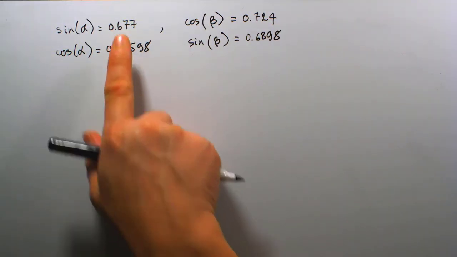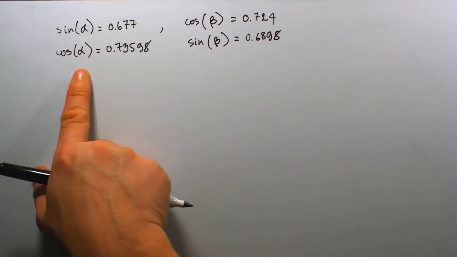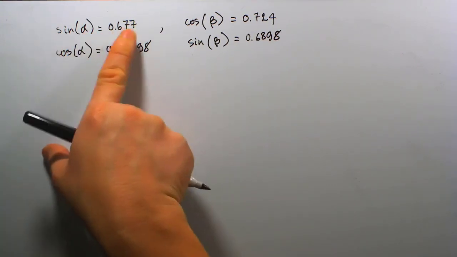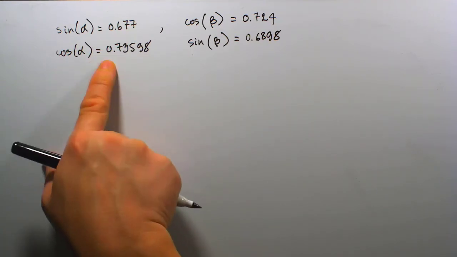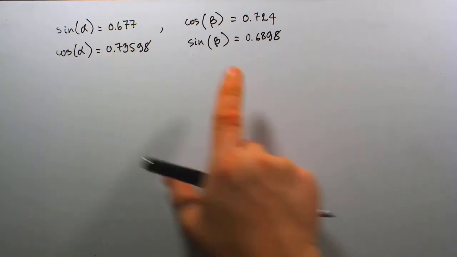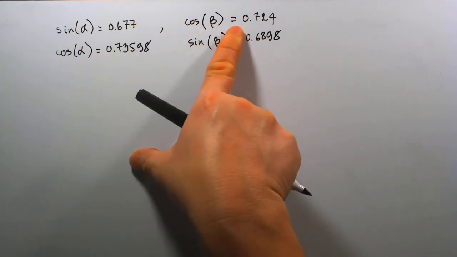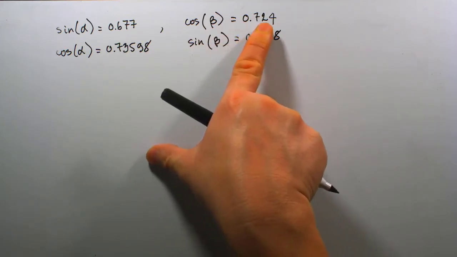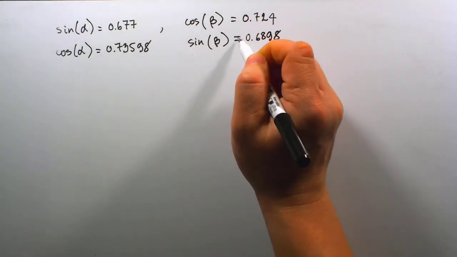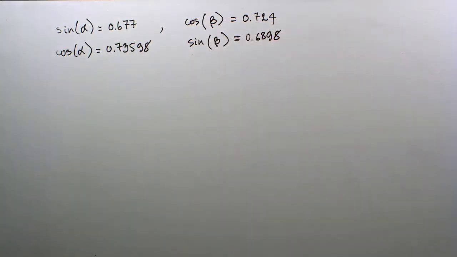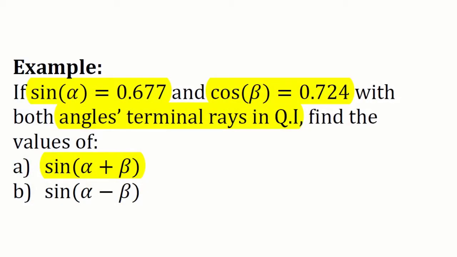So now, after we have successfully found all the missing partners, we had our sine of alpha given to be 0.677, and we found a missing partner for alpha to be cosine of alpha equals 0.73598. We had cosine of beta given in our problem being 0.724, and we have just now found a missing partner, so sine of beta equals 0.6898. And so now, really at this point, we are ready to get into part A of the example. It took a little while to get around, but now we got into part A of the example.